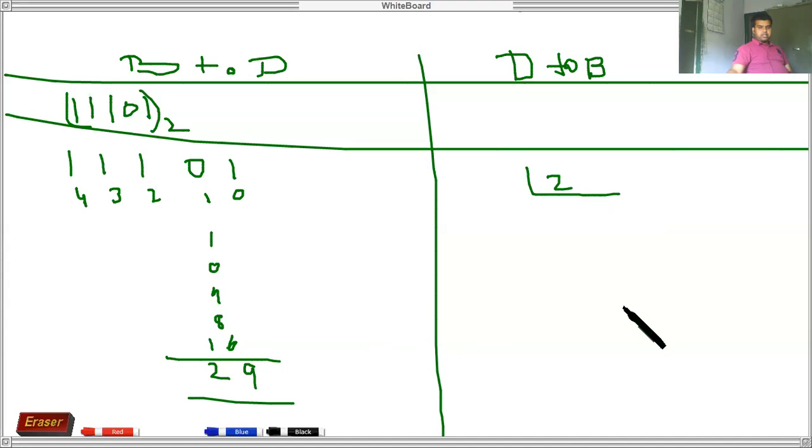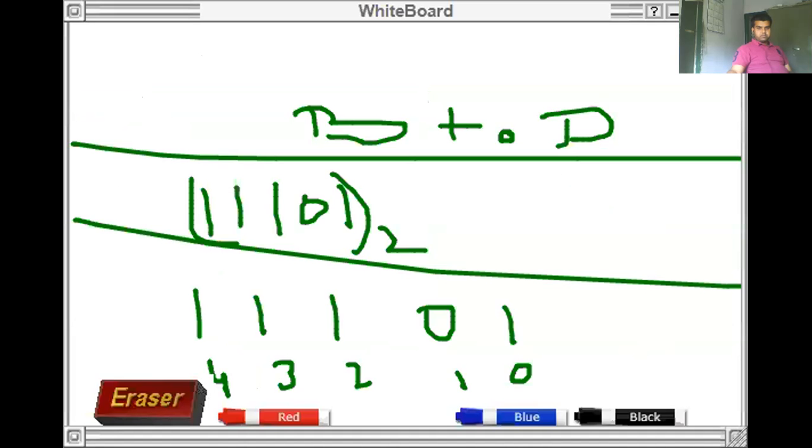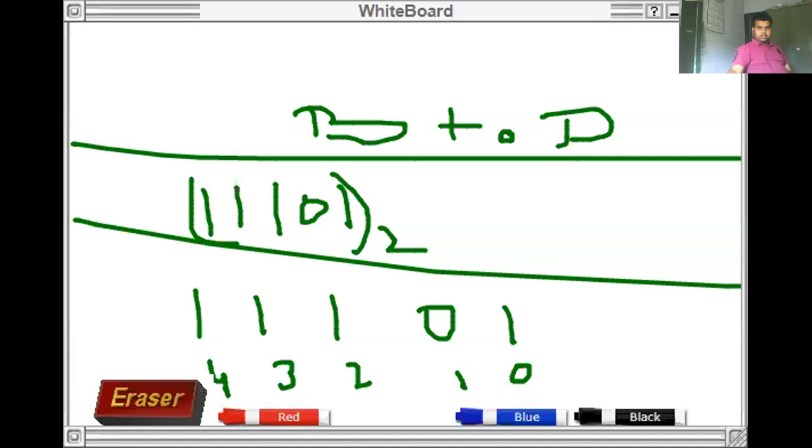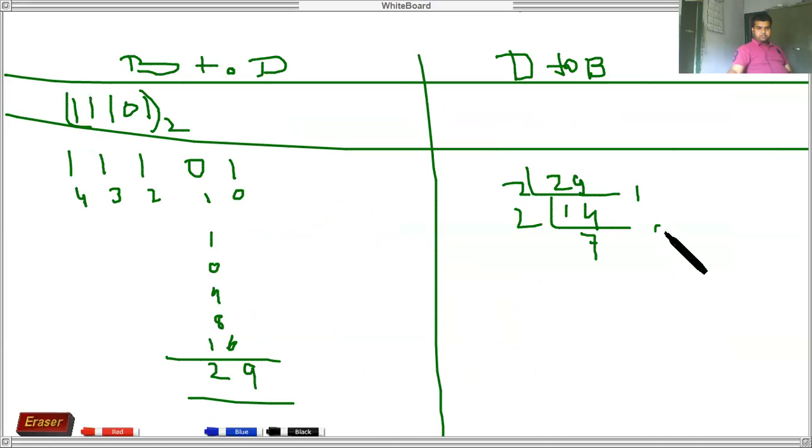After you get the decimal number, you will do decimal to binary with the answer of the first question. Let me see how fast you can do. Hurry up. 29. Now convert 29 into decimal. Sorry, 29 into binary.